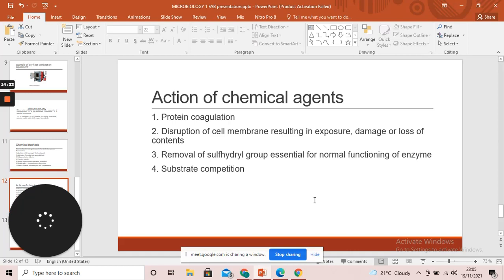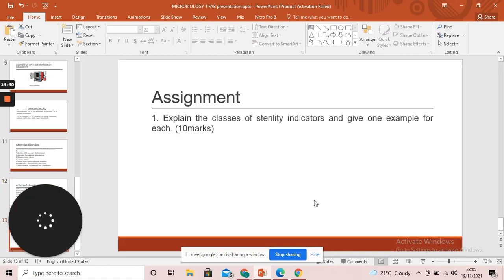And lastly, through substrate competition, where both the chemical agent and the microorganisms compete for the substrate, and thereby one will be eliminated.